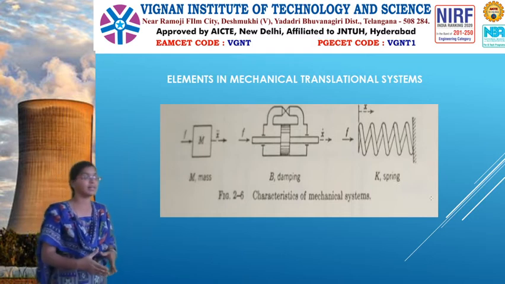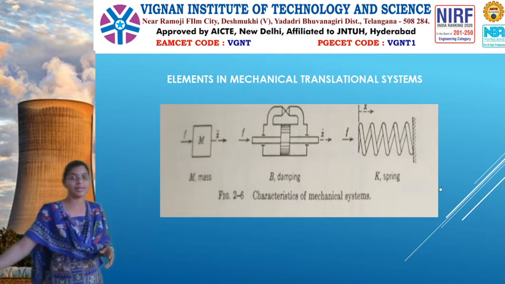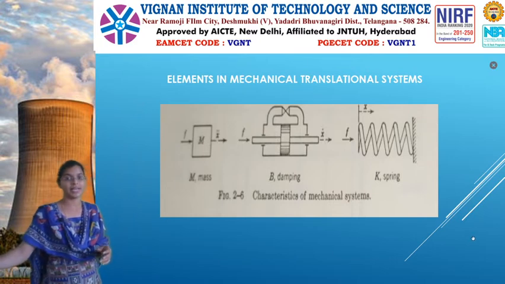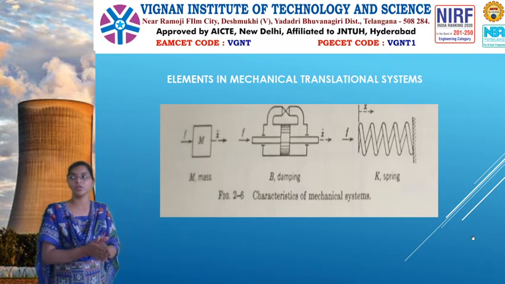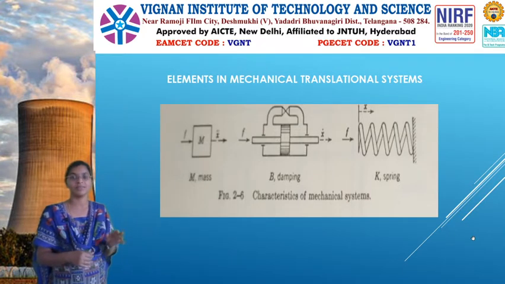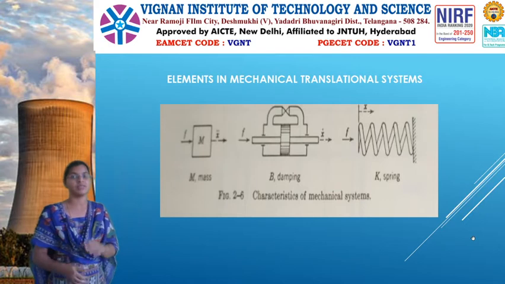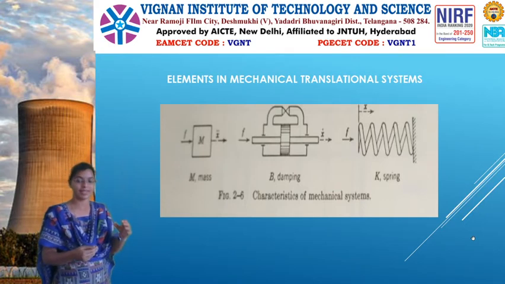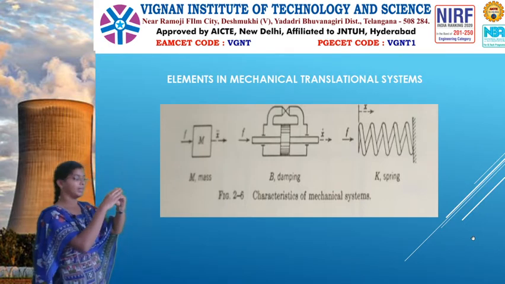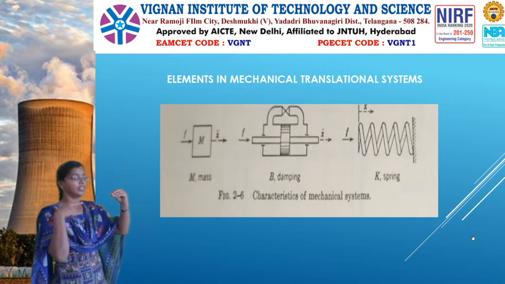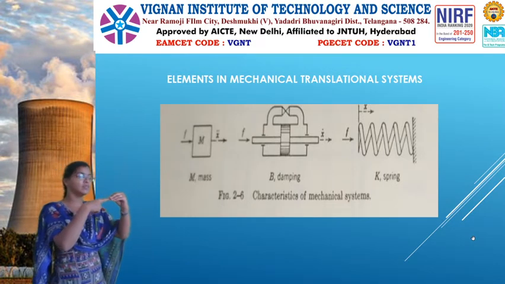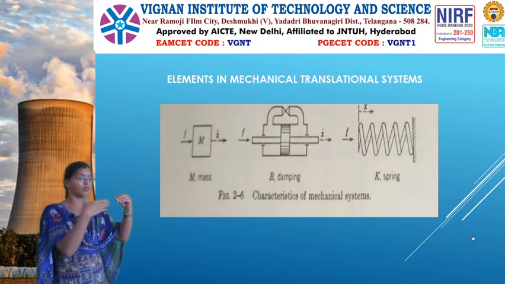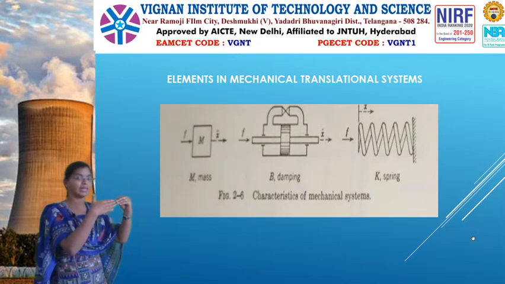Next is elements in the mechanical translational system. Basically three elements are used in the mechanical translation system: a mass, a dashpot, and a spring. For example, this is one element. When you apply force to this particular mass, it will move away from that force.